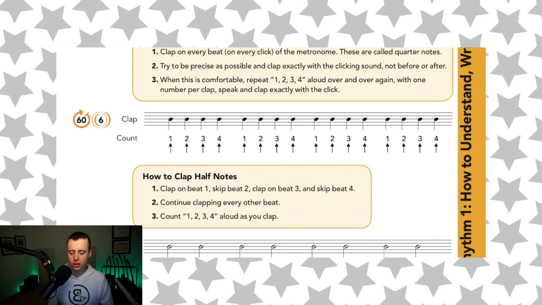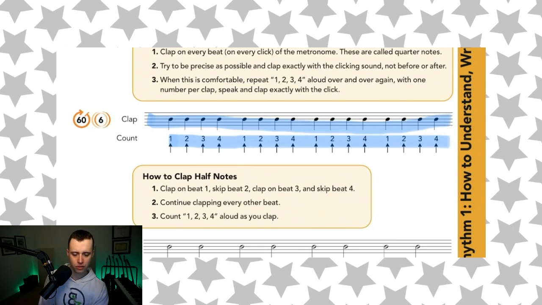1, 2, 3, 4. 1, 2, 3, 4. 1, 2, 3, 4. So you notice I just counted to 4 four times, and sure enough, I read the music from left to right, counting 1, 2, 3, 4, clapping every single time I saw one of those arrows line up with the note. And that is how you read music, from left to right, top to bottom, just like a book.